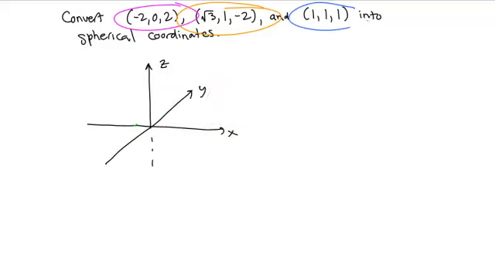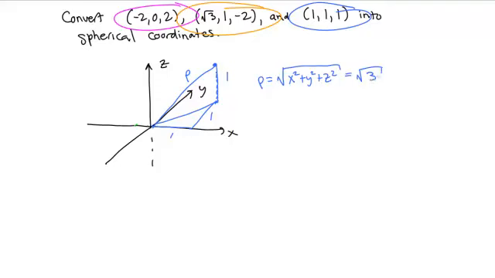Lastly, let's take a look at this point right here. The point who's 1 unit over, 1 unit north, and then 1 unit above the xy plane. In this case, I'm just going to go through and use the conversion formulas to figure out what this point is right here. So working our way with the conversion formulas, the first value, rho, is going to be the square root of x squared plus y squared plus z squared. So in this case, we're going to have the square root of 1 plus 1 plus 1, or the square root of 3.